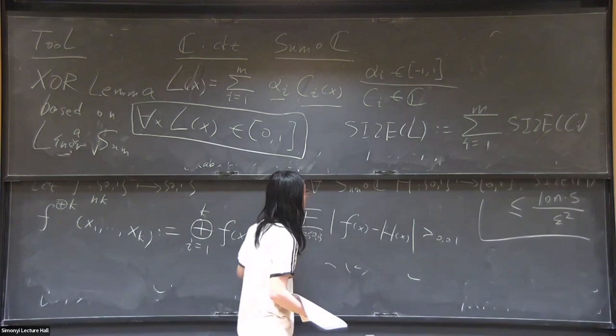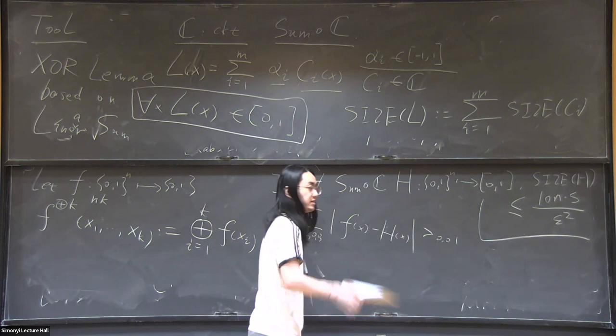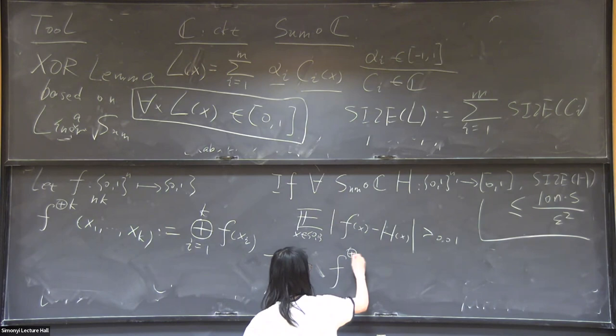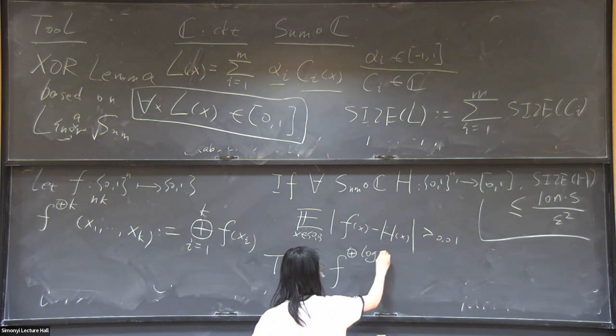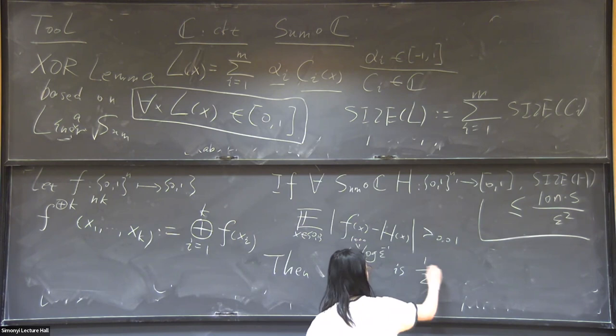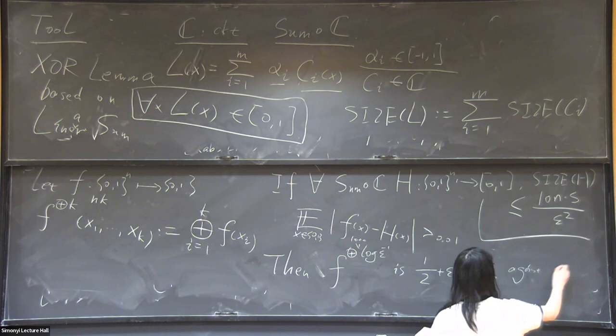So this means that if every sum of C circuits is at most 0.01 away from this Boolean function f, then we have a very good XOR lemma saying that f to the parity, for some k of order log of epsilon inverse, is half plus epsilon hard against any circuit of size S.